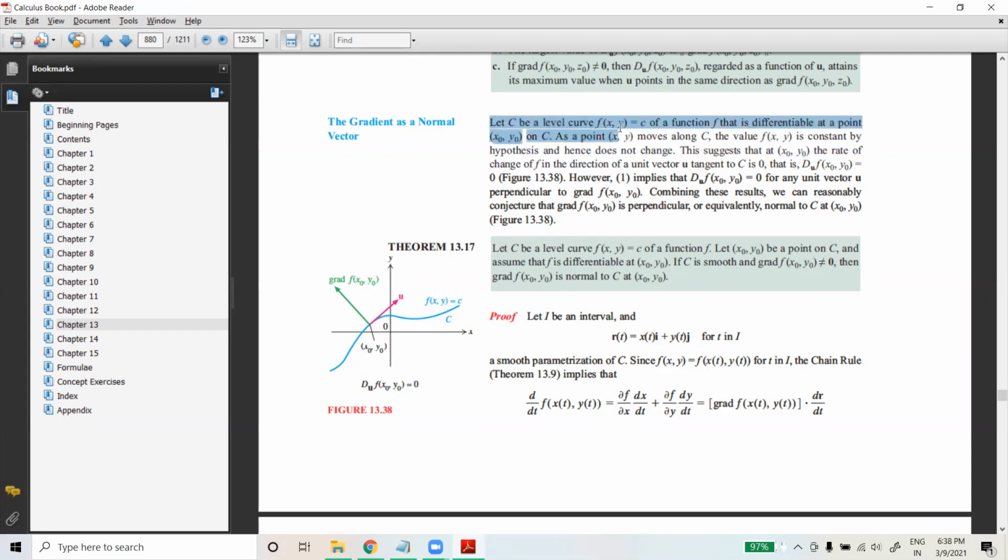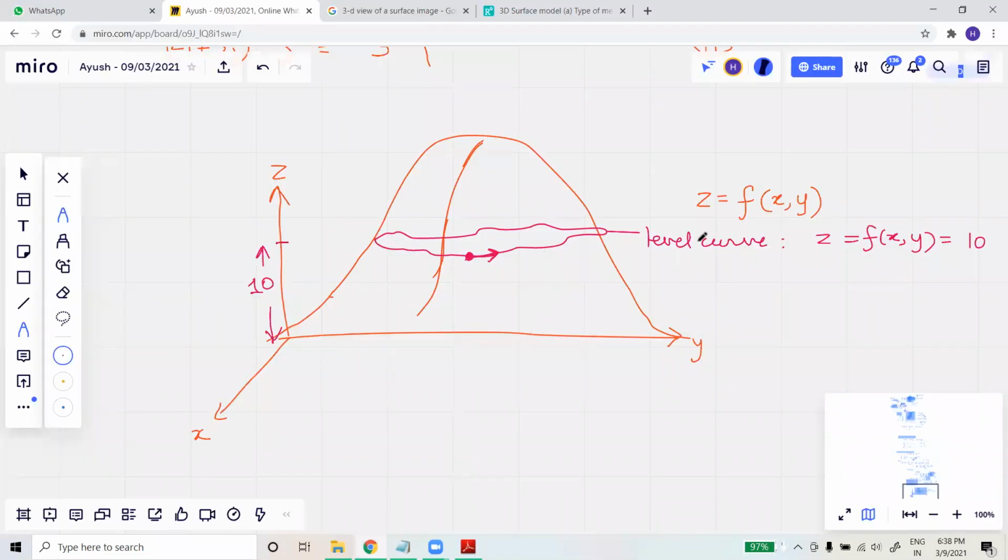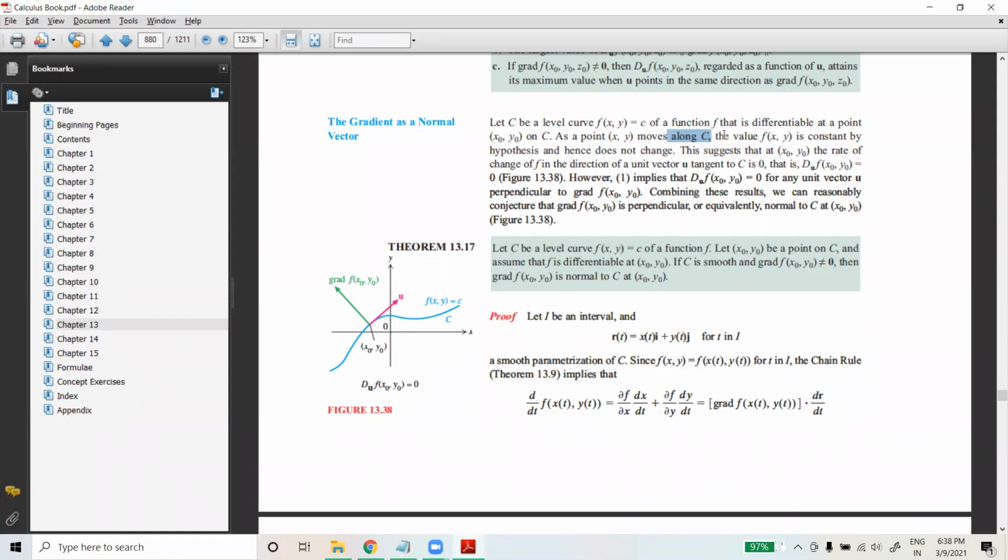Let C be a level curve f of x y equal to C of a function which is differentiable at a point. As the point x y moves along C, we are moving along this C, the value f of x y is constant by hypothesis, it doesn't change. This suggests that at x0, y0, the rate of change of f in the direction of a unit vector u tangent to C is 0.